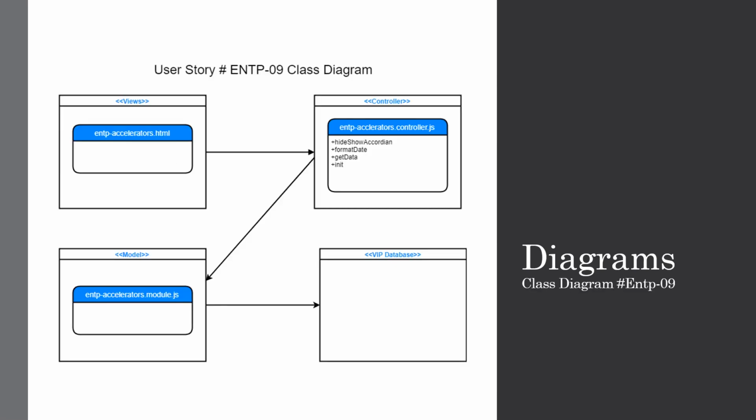The next diagram is the class diagram. This is a pretty simple, standard class diagram. It uses the model view controller framework. As you can see, you have the ENTP accelerators.html file, which is the view, and the ENTP accelerators controller and the module for this user story.